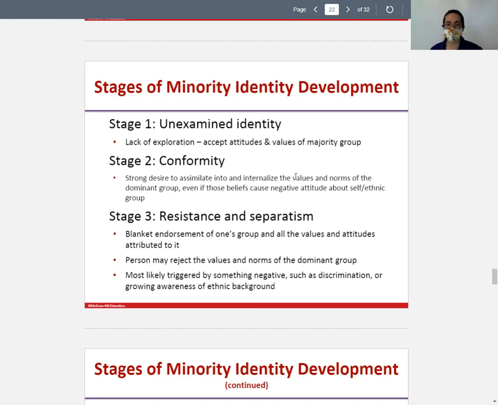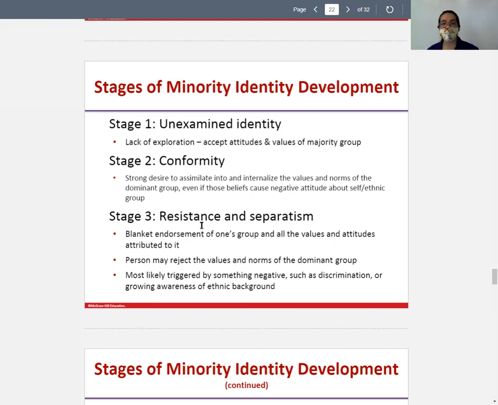So this conformity stage can definitely continue for a long time. It might continue until the people in that stage encounter situations such as discrimination or prejudice that might cause them to question their strongly pro-dominant culture attitudes.